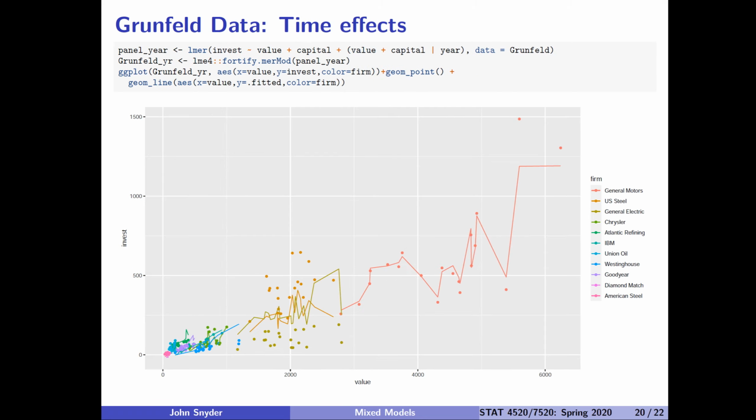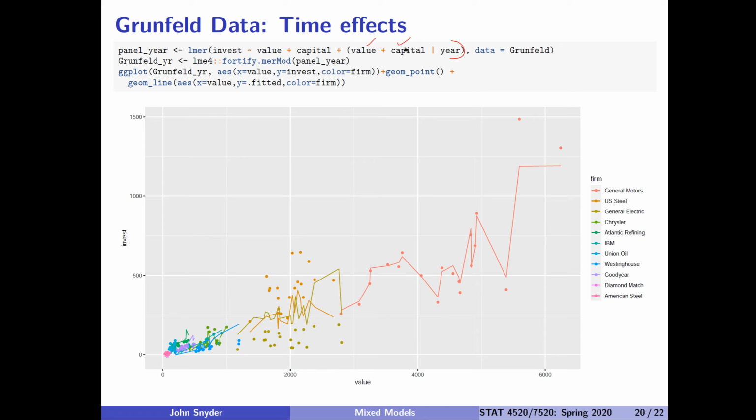Okay, another model we could fit, now we can bring the year in as well. And so a much bigger model would say, I want to consider both the market value and the capital held by the company to see if that determines how much investment they have. But then I also think both value and capital may be different by year now.